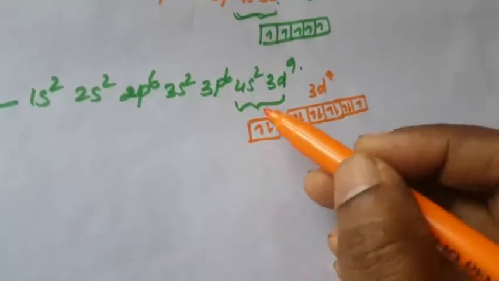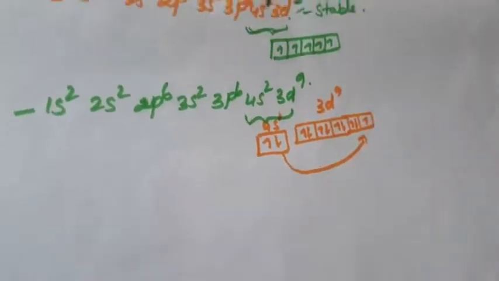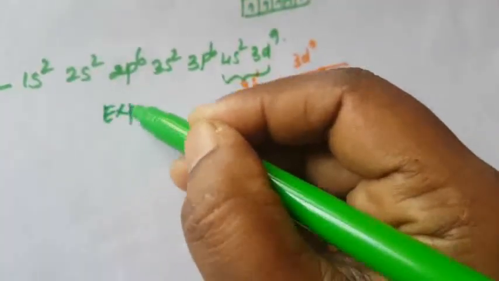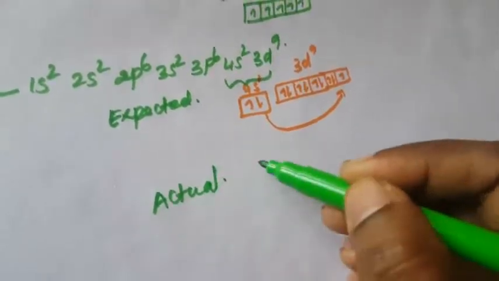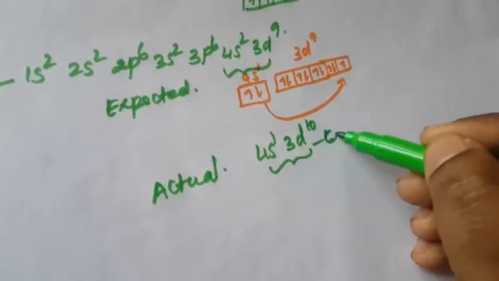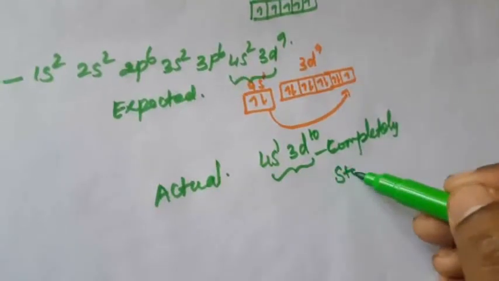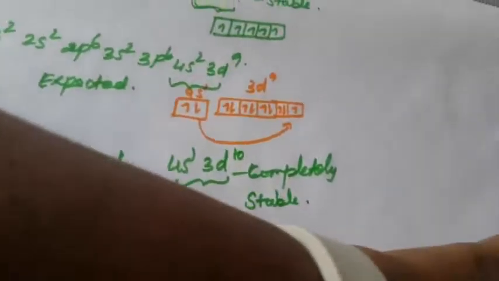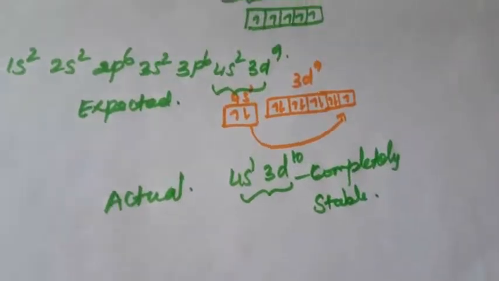3d9. But here 1 electron is promoted to this orbital, so it is completely filled. So that is the electronic configuration. This is called the expected configuration. What is the actual configuration? That is 4s1, 3d10. Okay, this is the completely filled. Half filled, this is completely filled, that is stable. So from this concept we can understand that half filled and completely filled orbitals are more stable.